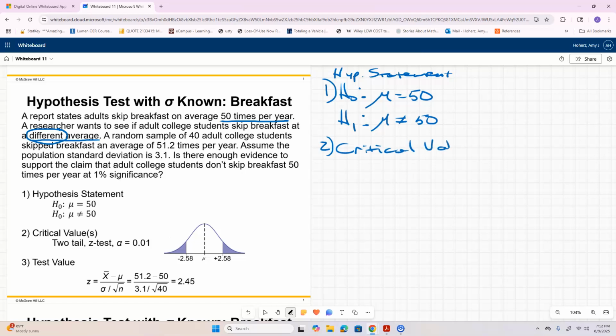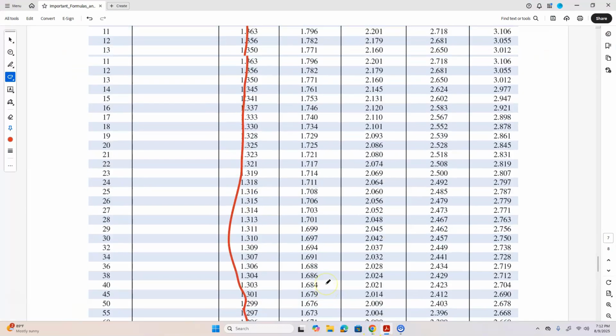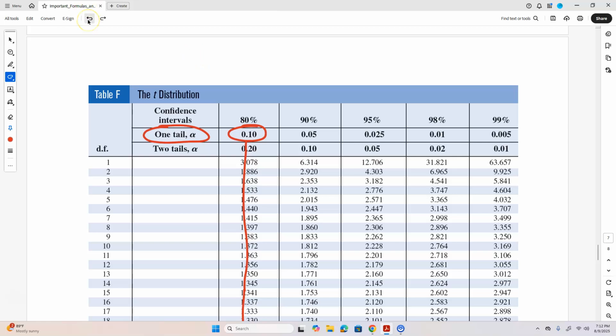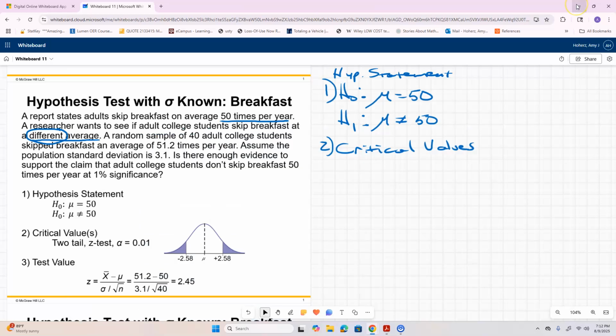Now for our critical values, we need to know the tails, so we know which row to go to in the chart. We have to know whether we are going to the one tail or the two tail. And we're going to have to know the alpha, and whether it's a T or a Z. So our alpha in this case is 1%, so 0.01. They did it as a percent this time, but we know that's the same as 0.01.